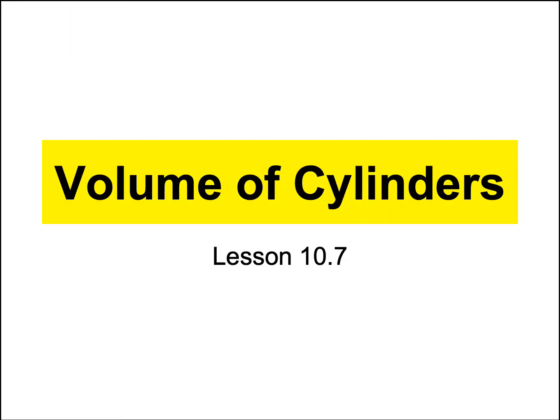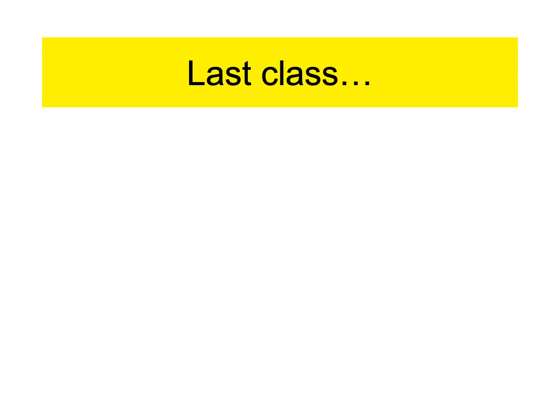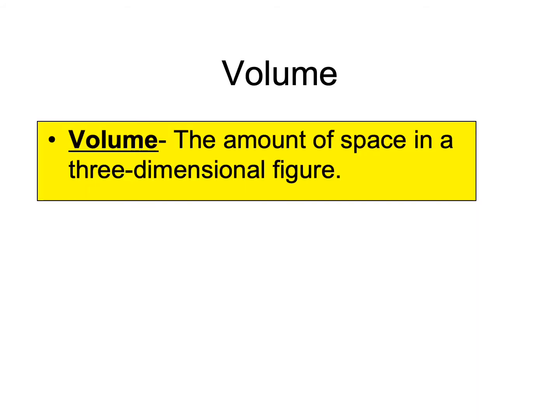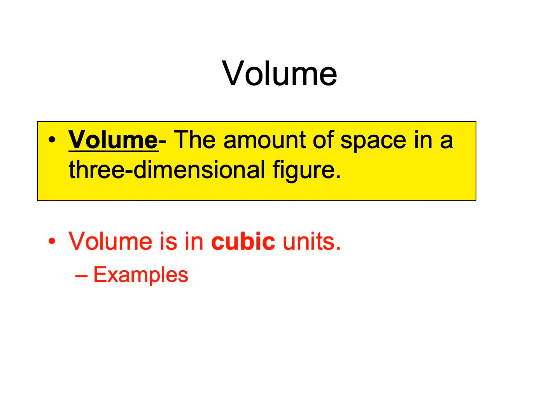Okay, today we're going to do volume of cylinders. All right, last class we started talking about this thing called volume. It's the amount of space in a three-dimensional figure or shape. And we give the units when we calculate volume. You are literally counting the number of cubes that fit inside the shape. So the answer will be in cubic units, like, for instance, cubic centimeters or maybe cubic meters.